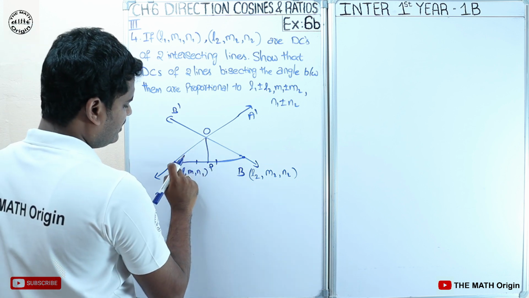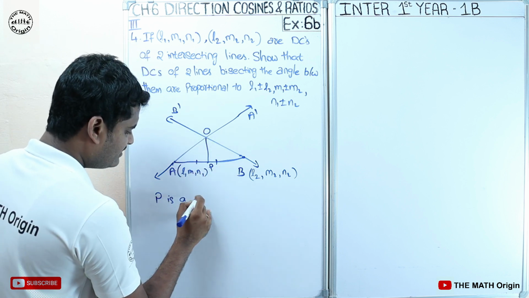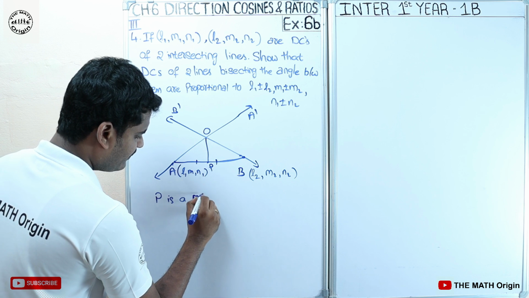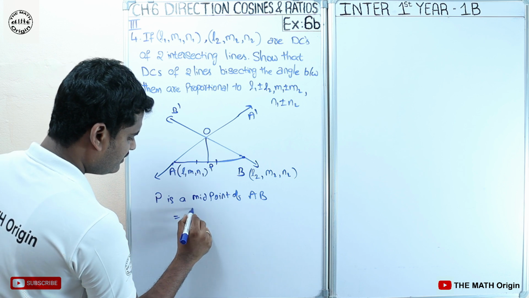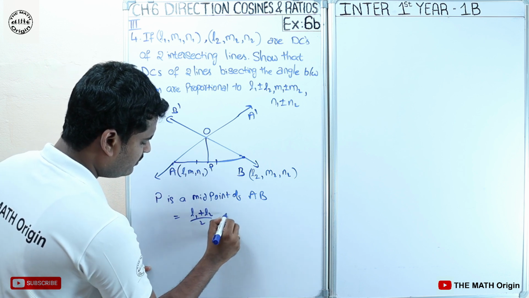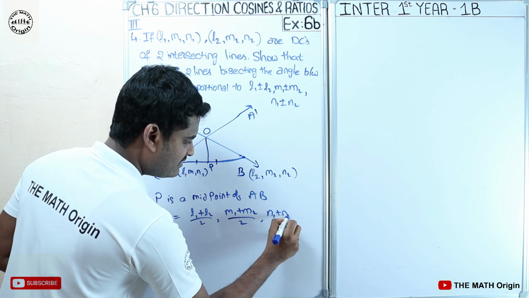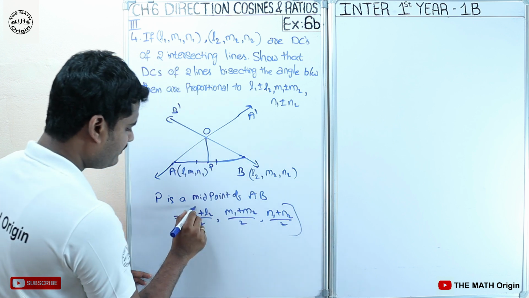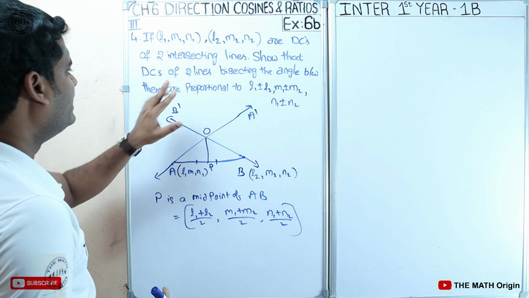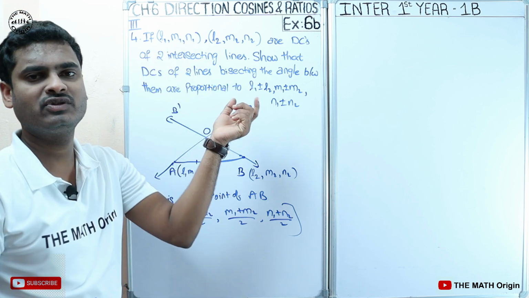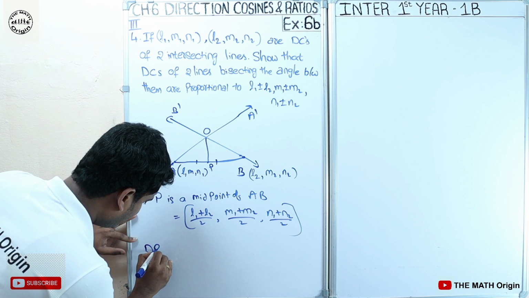ఓకే, I can say AOB bisecting angle with OP, P is a midpoint of AB. Okay, therefore that is equal to L1 plus L2 by 2, M1 plus M2 by 2, comma N1 plus N2 by 2. ఇది P point. Okay, P point వచ్చింది. Now we need to find the direction ratio. Proportional అంటే DCs కి proportional ఉండేది direction ratios.